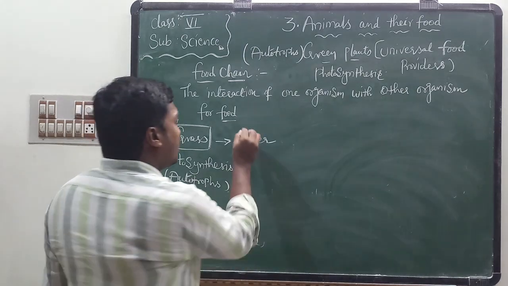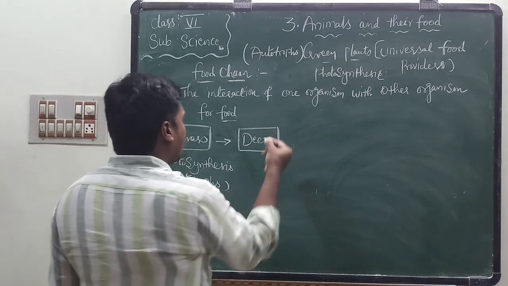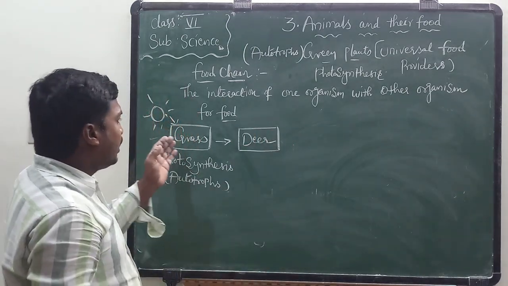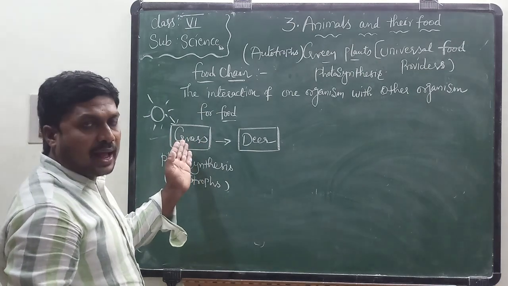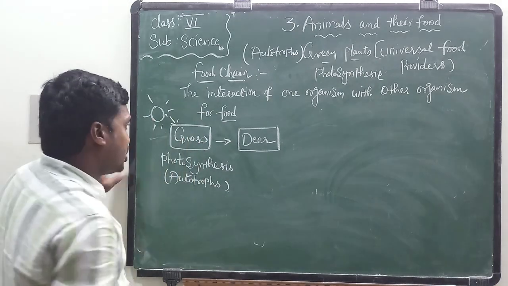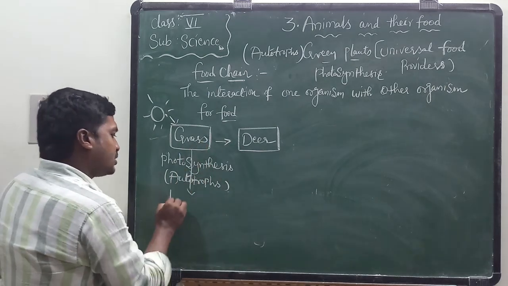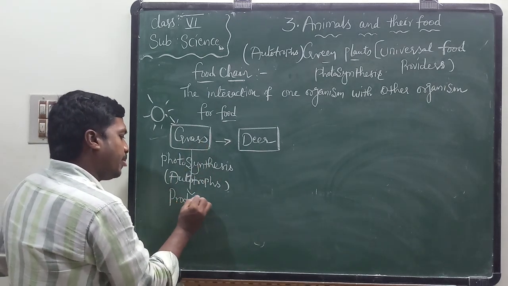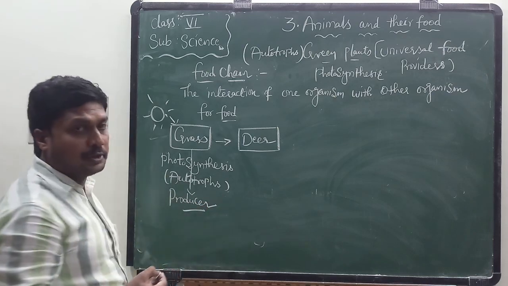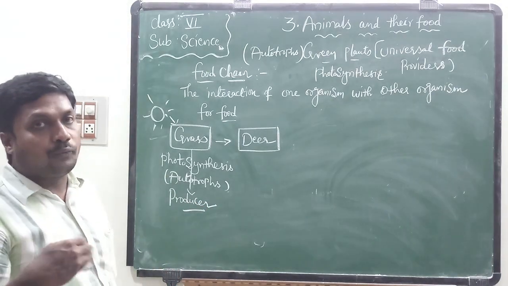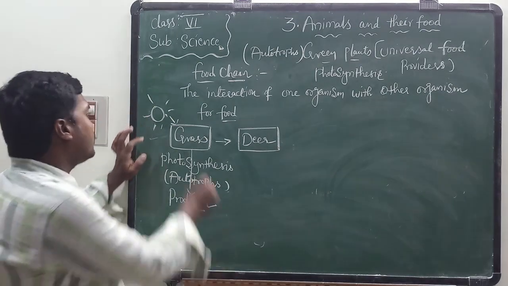So, if you observe, the deer depends on grass. Grass depends on sunlight for energy production. So, grass is the food for deer. Here grass is called the producer. Why is grass called a producer? They produce the food material using the sunlight.